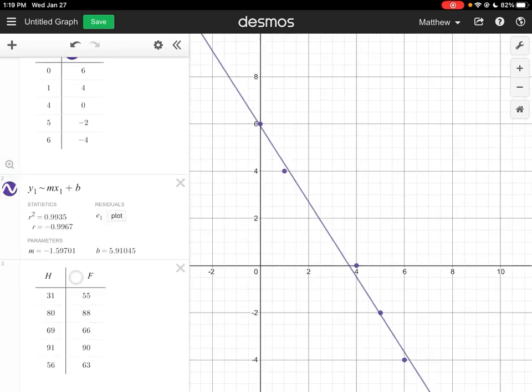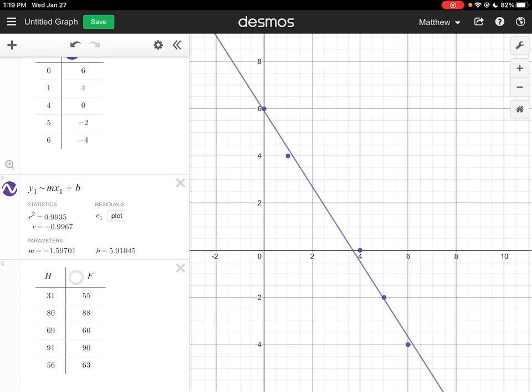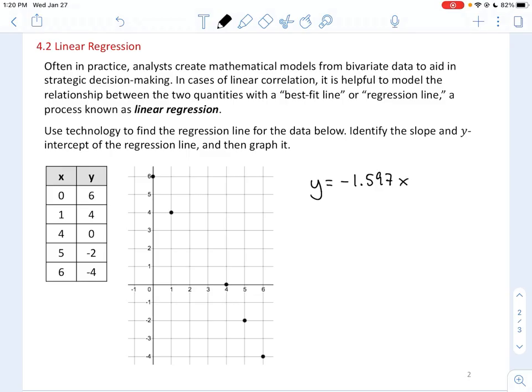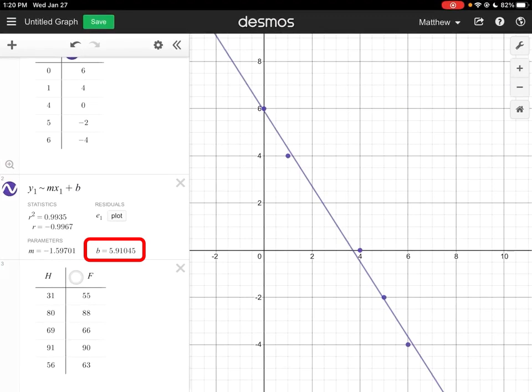And this just made a line of best fit. It's using a statistical process that we're not going to cover in this class that minimizes the distance from the points to the line. It finds the line that most closely follows the data. And the m and the b are revealed at the bottom of that entry. You can ignore the other data that's presented here in this regression line. That's something that you would cover in a statistics class. So we have y equals negative 1.597, we'll just round to the nearest thousandth, that's the slope, times x plus, and then we need the y-intercept. Looks like it's going to be 5.910, rounded to the nearest thousandth.